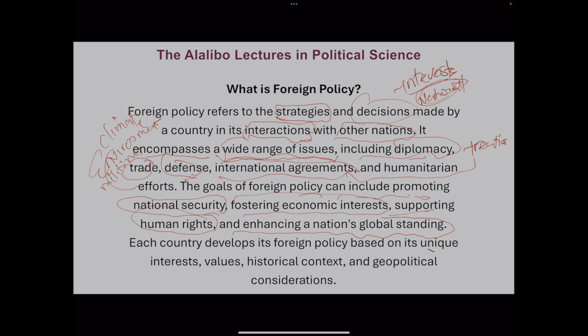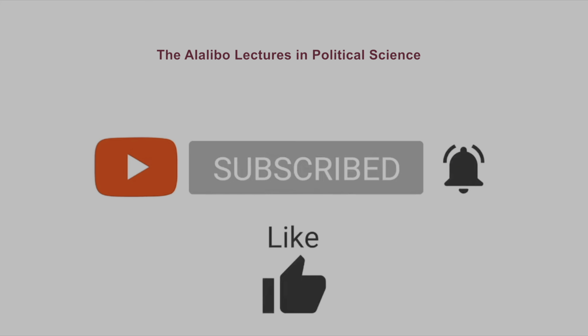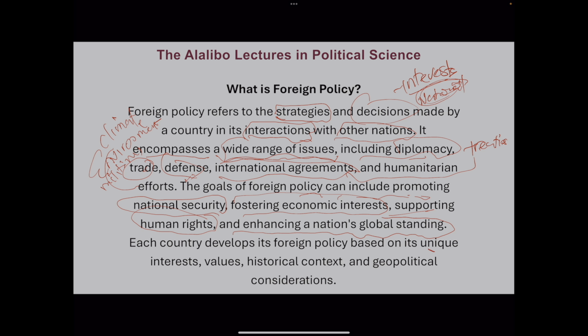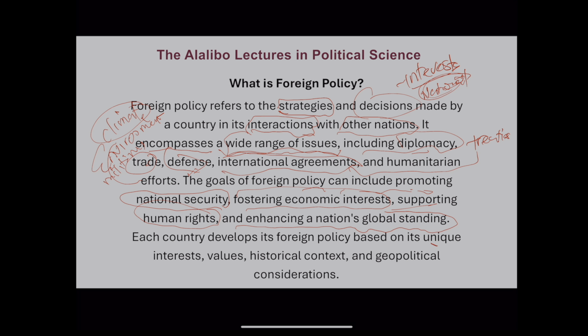All right, so let's take a look at this one more time. The goals of foreign policy can include promoting national interest, national security, fostering economic interest, supporting human rights, and enhancing a nation's global standing. Like we said, it can also include climate. Right? What are your policies towards the climate? You can say no deforestation. All the national companies must abide by certain rules and regulations. You can put a limit on them and so forth. You can sanction, as part of your foreign policy, countries that are not abiding by climate change policies. You can hold them accountable in different ways.